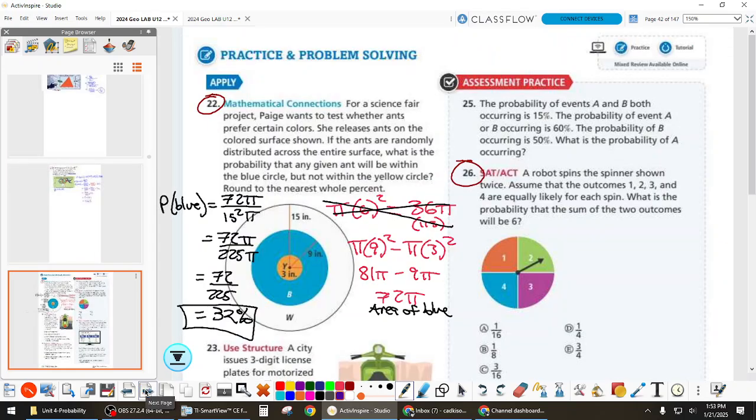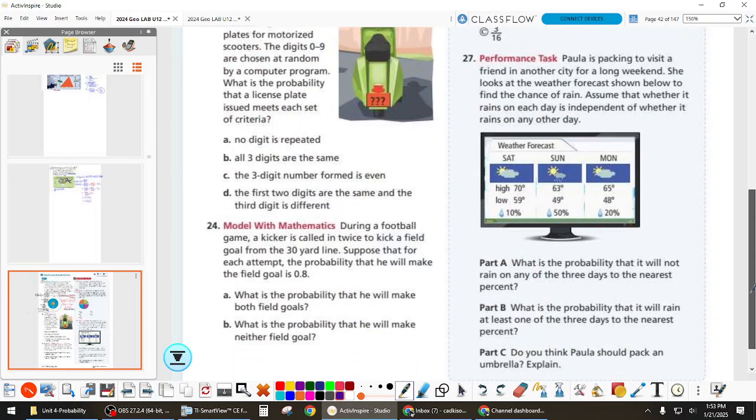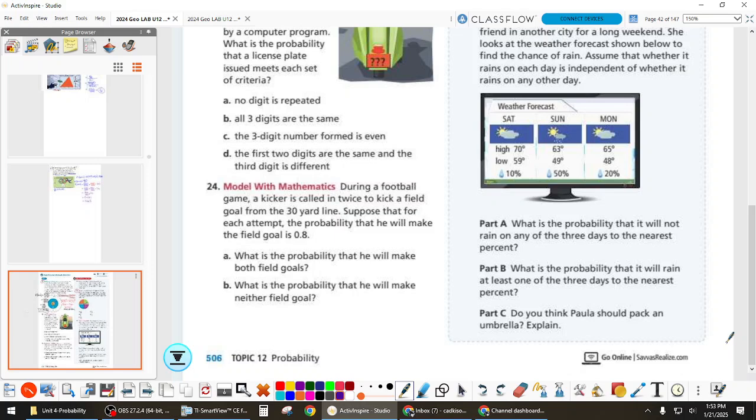Alright, 24. Kicking a field goal. So the probability that this kicker will make a field goal is 0.8. This time the probability is given as a decimal, which is fine. What is the probability he will make both field goals? Both implies which? And or? That's definitely an and, right? Make and make.